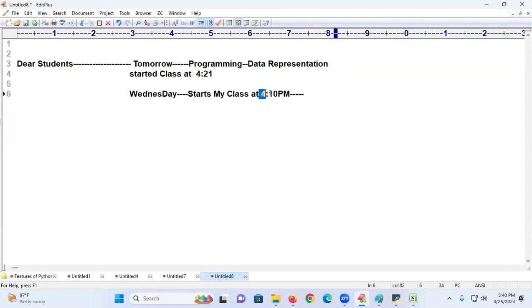Wednesday onwards, my timing will start like this. Tomorrow, what is the topic name? Data representation. Any friends who come tomorrow will be able to follow my class. Tomorrow is the last date for newly joining students. Tell your friends if anybody is there. Okay, I'll stop my class. Thank you, students. All the best.